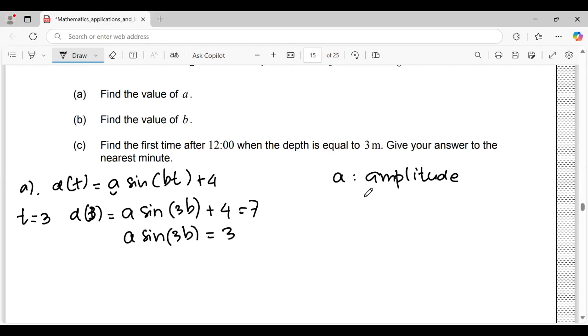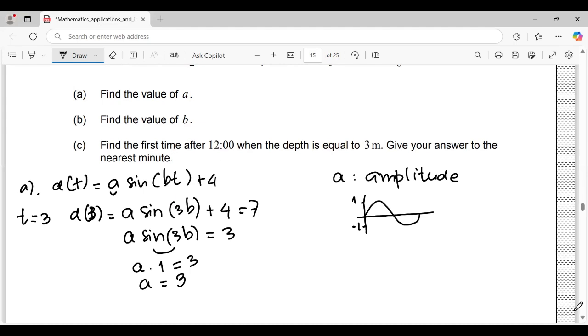Now, in the graph of sine, the maximum value of sine is 1 and the minimum is -1. Okay, so to get the maximum, this is supposed to be 1. So A times 1 is 3. So the amplitude equals 3.